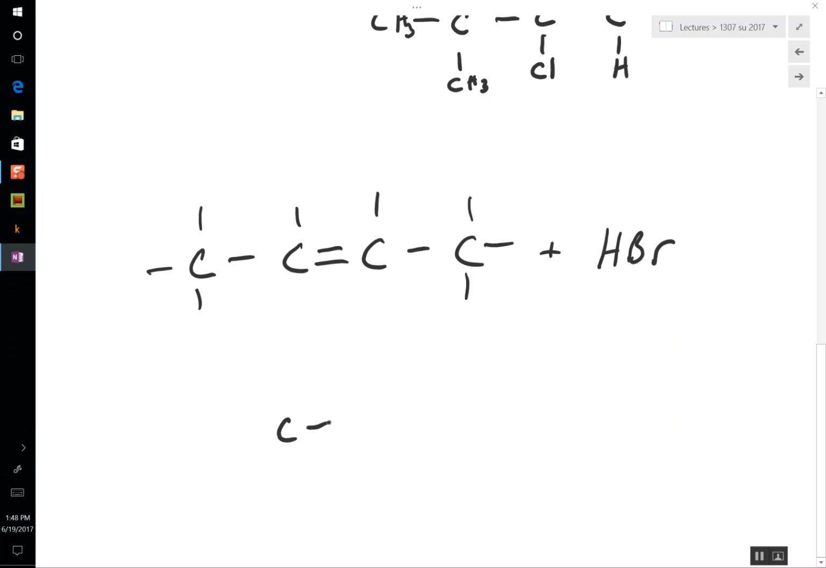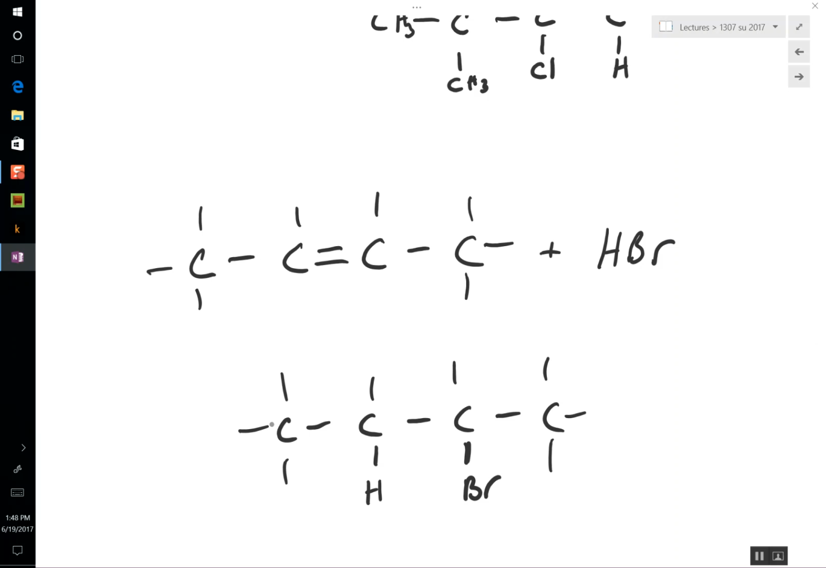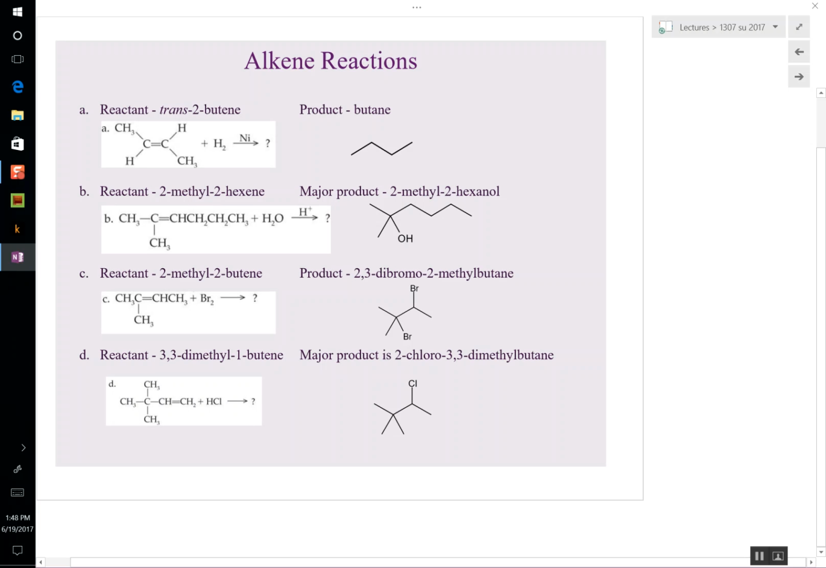But it has to end up with a bromine on one of those carbons that originally had the double bond. Bromine can't end up on the end. Bromine has to end up on one of these two carbons. Okay, I'm going to move along. All right, this is the answer to that previous slide, working it out in line diagrams.